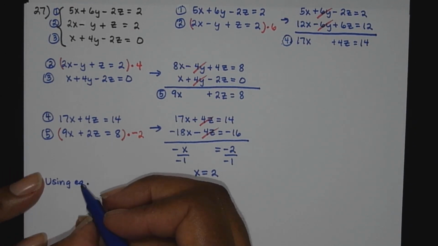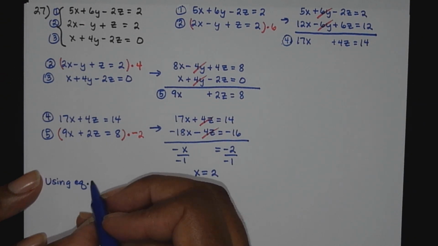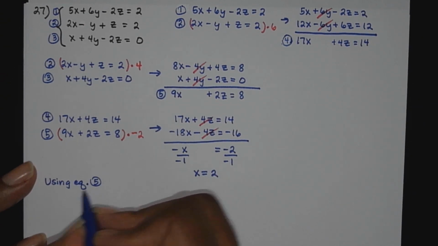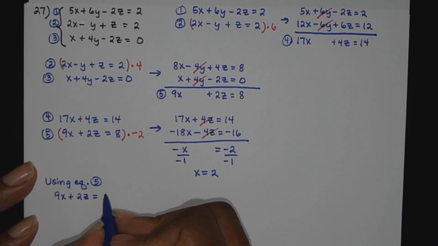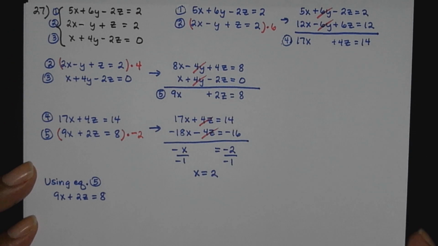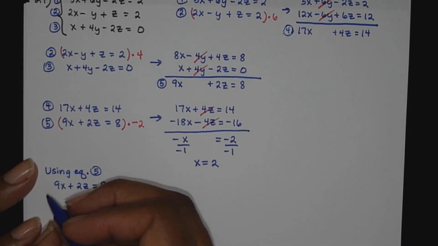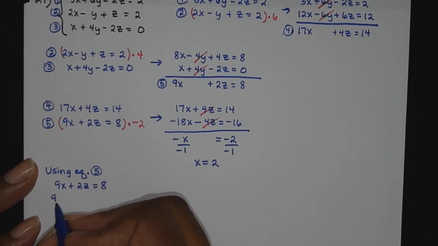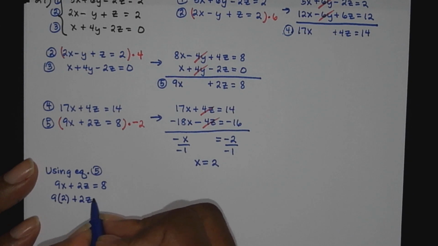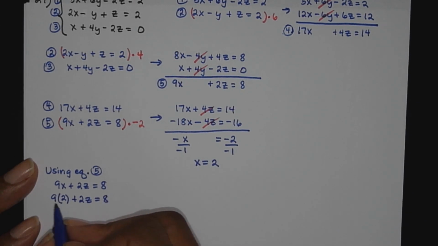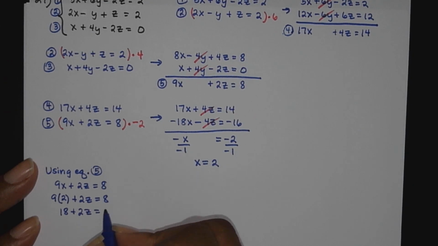Let's see, if I use equation 5, that's 9x plus 2z is equal to 8. X equals 2. So it'll be 9 times 2 plus 2z is equal to 8. 9 times 2 will be 18 plus 2z is equal to 8.